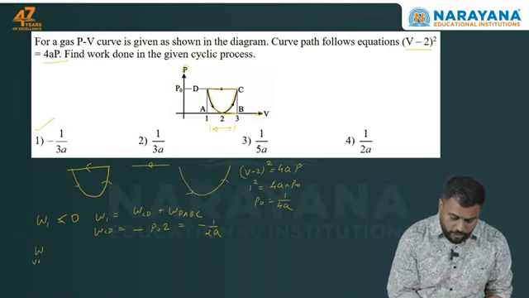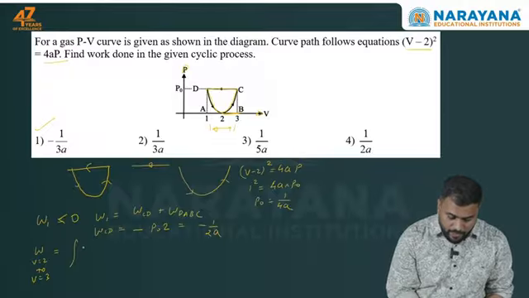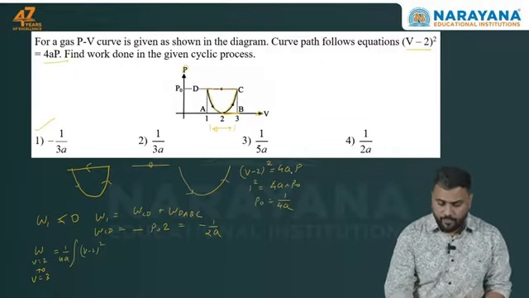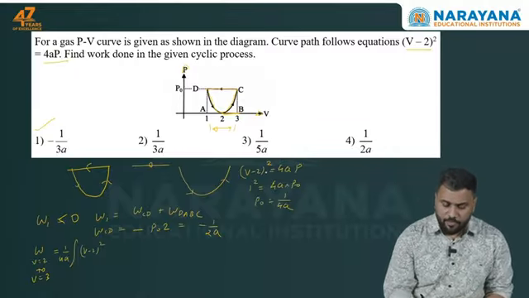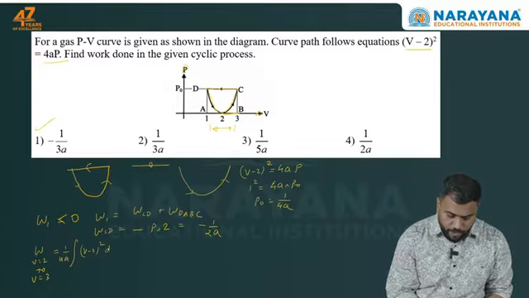And volume is changing from 2 to 3. So this work done will be the integration of P dV. P by the given equation is 1 by 4A. I am taking common (V minus 2) whole square. So P is (V minus 2) whole square by 4A, into dV.